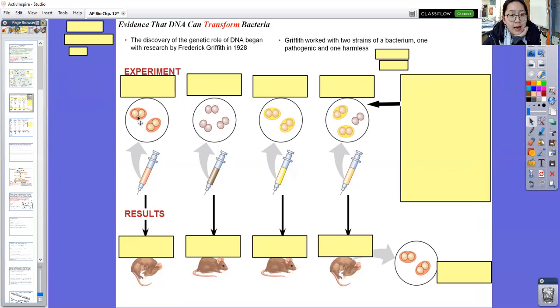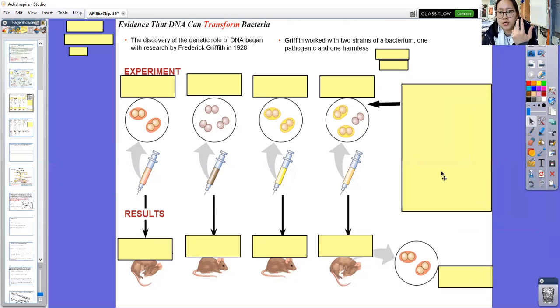So the initial experiment, as you can see here, is that when you have the encapsulated S strain, the mice actually die when you inject them. When you have the non-encapsulated R strain injected into mice, the mice actually survive. Now, if you boil the S strain until it dies and you inject it into the mice, it doesn't kill them either. But if you put in the boiled S strain with the R strain, neither of which by themselves have the ability to kill mice, the mice actually still die. And when you extract bacterium from the mice's body, you actually find live S strain. Super, super strange.